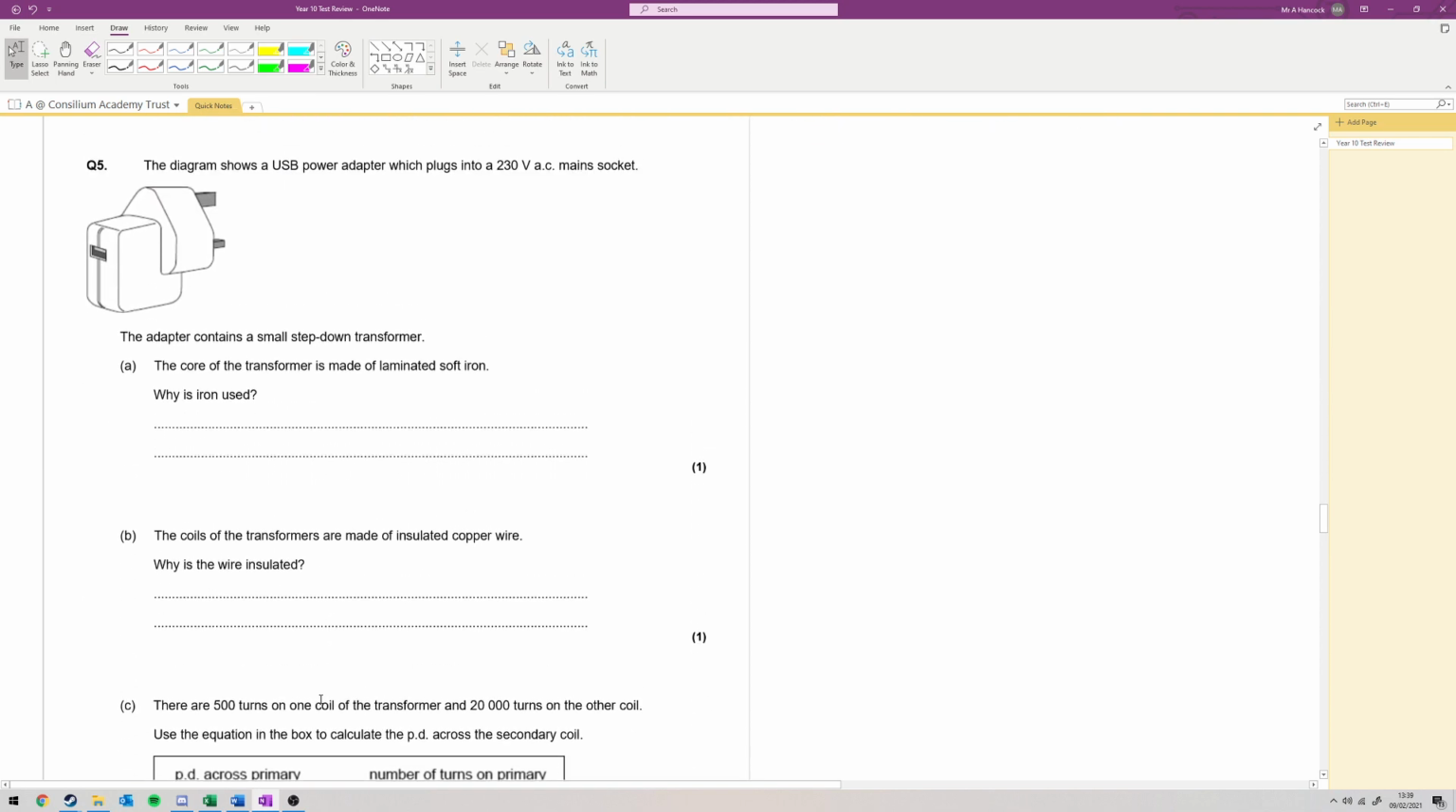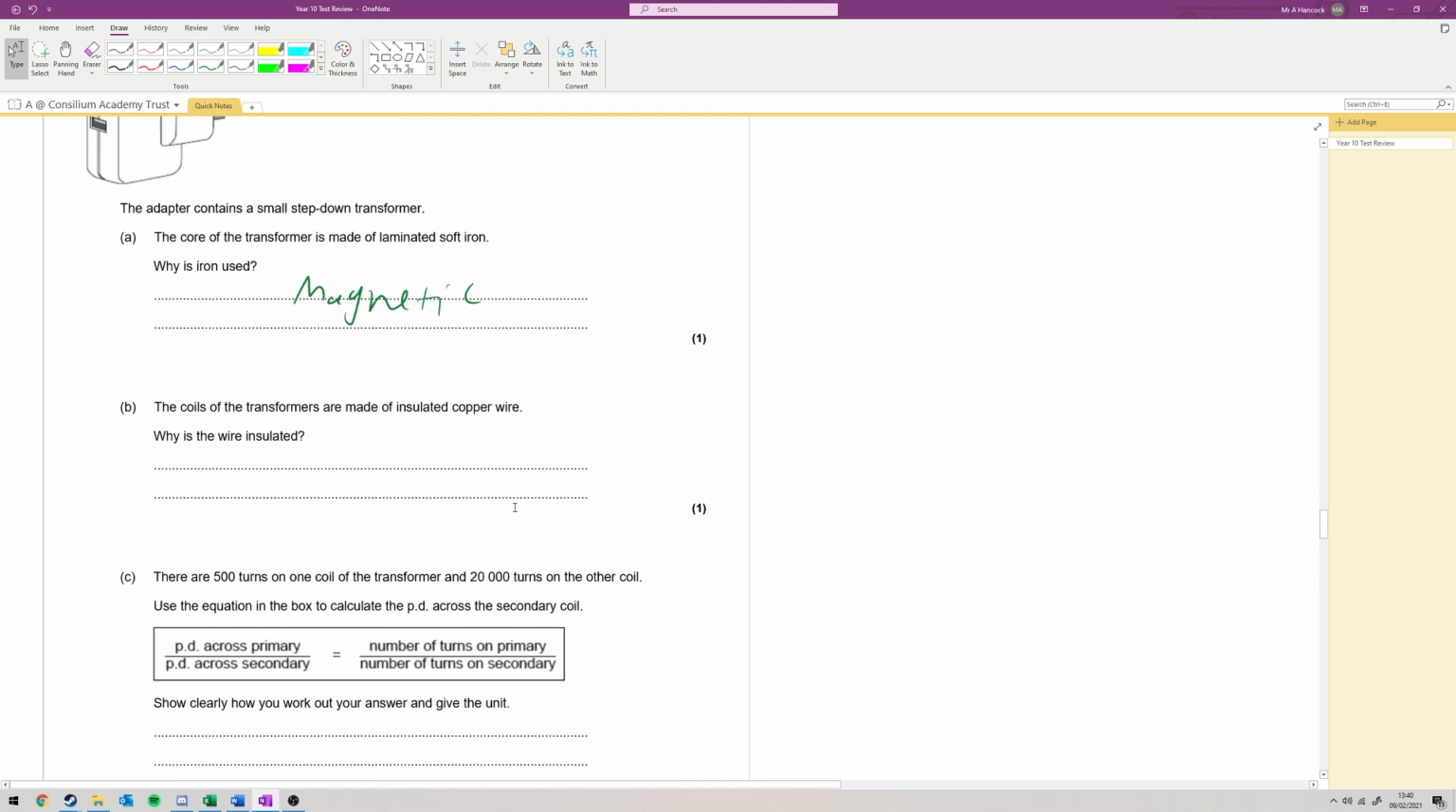Question 5. Why is iron used as a core? It's magnetic. Why is the wire insulated? Right, so I've got an iron core like this. There's my iron core. I have got my wire. It goes like that, doesn't it? Goes round the iron core, round and round and round and round, and then it goes off to the circuit.